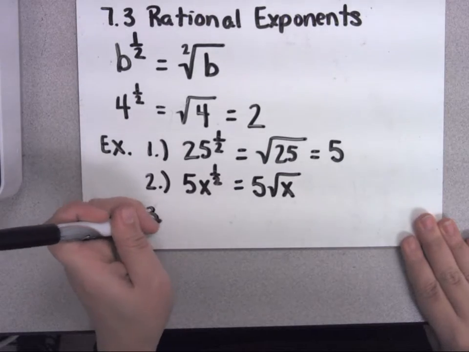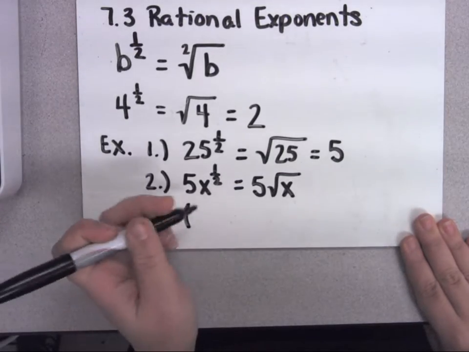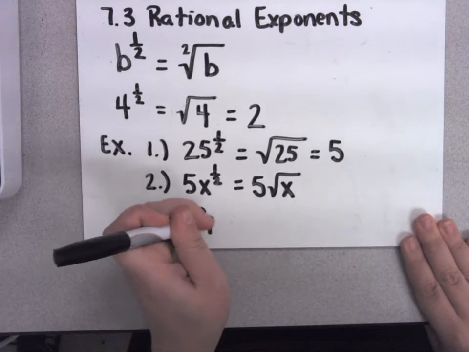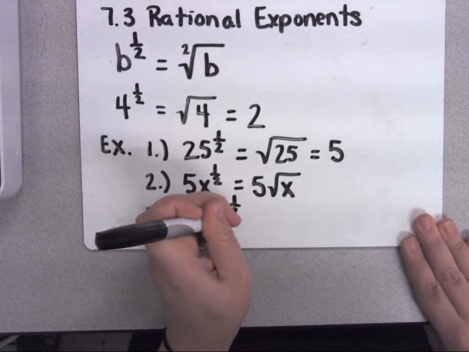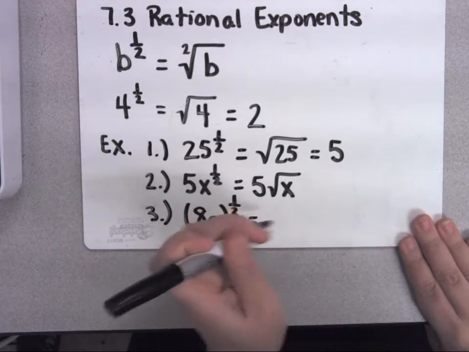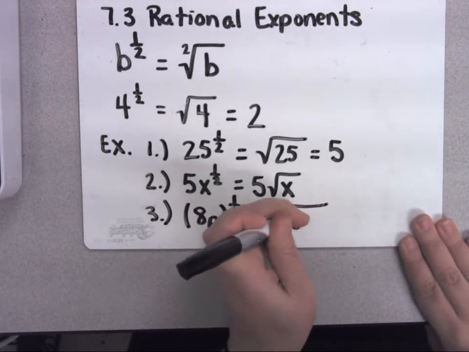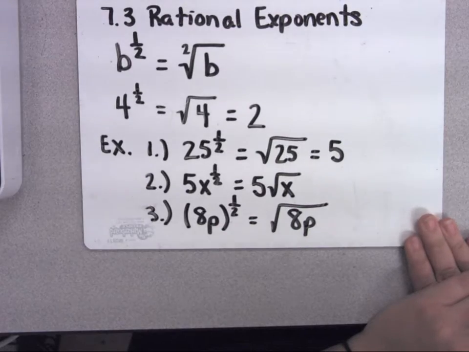And then this guy right here, if I just add a little sign of parentheses, 8p, close my parentheses, to 1/2, what does that mean? Now this one means the square root of all of it, 8 and p is underneath. You see the difference? So you got to pay attention to what is attached to that 1/2.